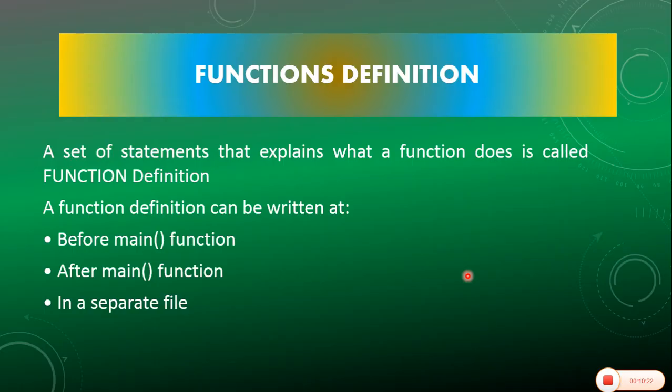Now let's see the definition of the function. It is a set of statements that explains what a function does. It means that when the control is transferred from the calling of the function to the definition, it includes all the statements, and it has to return a value to the place where the function was called. It is not necessary to write the function definition before the main function or after the main function. It could be written before main or after main, or it could be written in a separate file. So it is not necessary to place the function definition in any specific place.